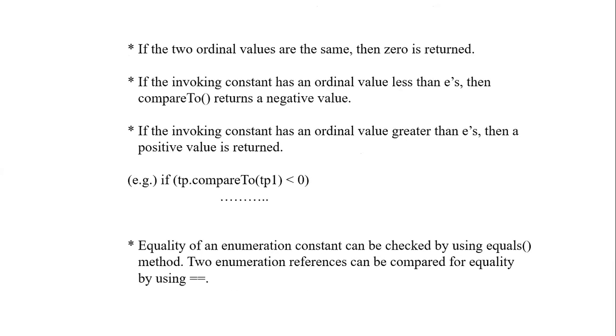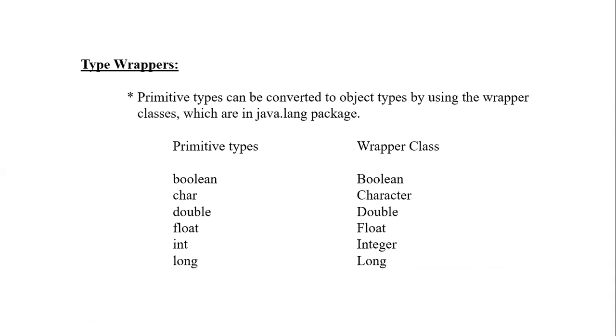If the two ordinal values are the same, then 0 is returned. If the invoking constant has an ordinal value less than the other, then compareTo returns a negative value. If the invoking constant has an ordinal value greater than the other, then a positive value is returned. So this is how it will be: e1.compareTo of an invoking object and a comparing object. Equality of enumeration constants can be checked by using the equals method. Two enumeration references can be compared for equality by using double equals. Okay, so similar to the concept of strings.